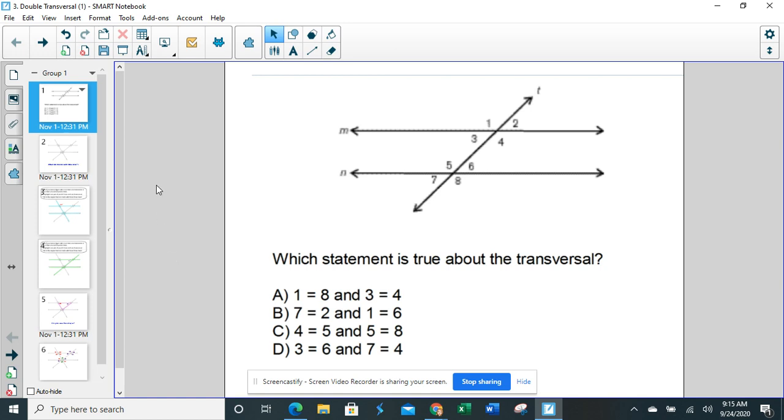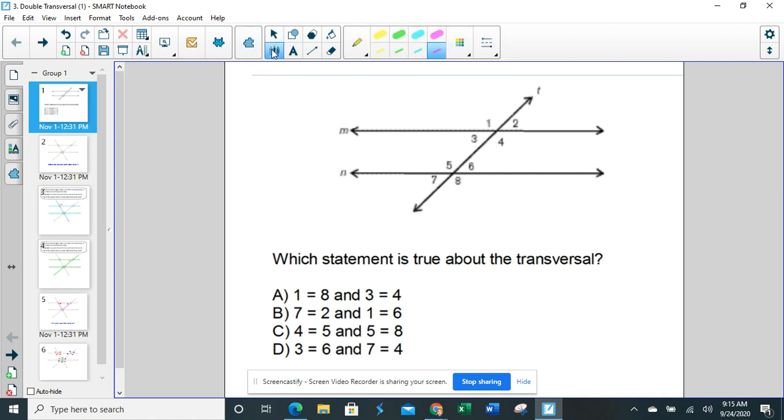Hey guys, I want you to go ahead and start by taking a look at this problem right here and deciding which statement is true about these parallel lines crossed by this transversal. Okay, let's take a look at it and see how we did.